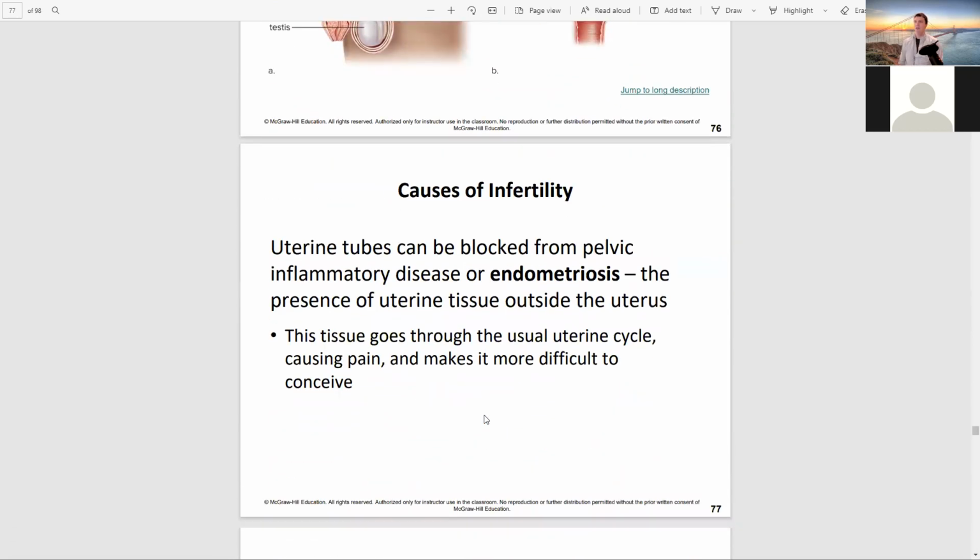So causes of infertility. The uterine tubes can be blocked from pelvic inflammatory disease or endometriosis, the presence of uterine tissue outside the uterus. This tissue goes through the usual uterine cycle, causing pain and makes it more difficult to conceive.